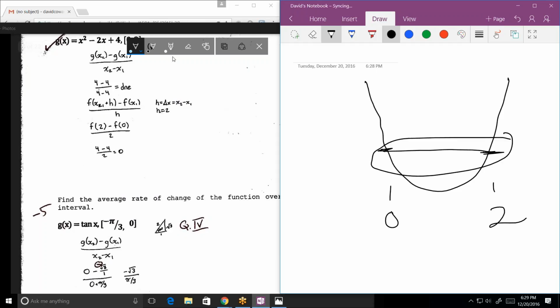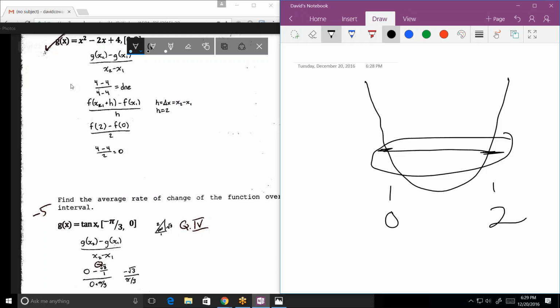And in fact, this f of x plus h minus f of x all over h, that's the formal definition of slope. Only it's the limit of that as h goes to 0. Okay. That is the definition of slope, and that's why somebody wrote that in there. That doesn't have much to do with this problem. This problem says, what's the average slope?